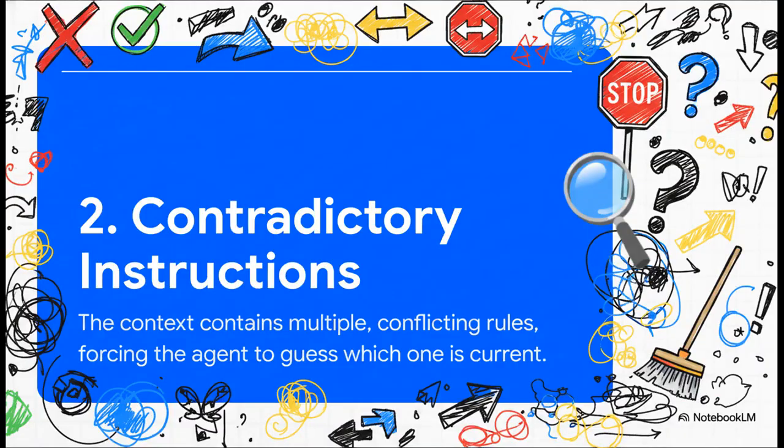The second killer? It's a classic. Contradictory instructions. This is where the agent's workspace literally has conflicting rules sitting right next to each other, and it's forced to just guess which one you want it to follow now. It's a total recipe for disaster.